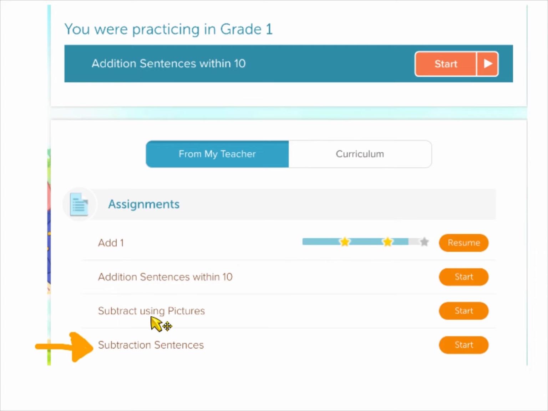Yesterday I asked you to do subtract using pictures. Today you can do subtraction sentences. This is what it looks like on a computer. If you are working on a tablet, you have to go to the very first balloon, and that has all the things that you need to work on, and I would like you to work on the subtraction stuff. All right. Have a good day with that.